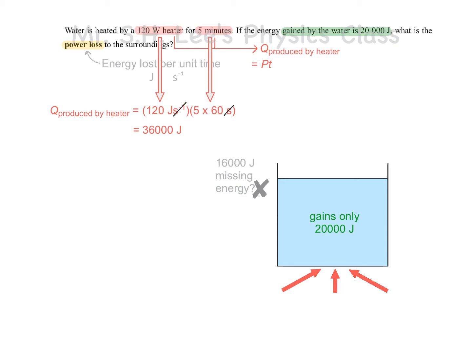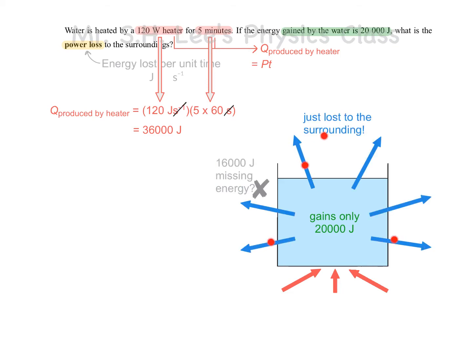Disappeared? Of course not, they are just released back to the surrounding environment as a loss. From the above argument, we can go on to write Q loss, which is the heat loss to the surrounding, equals 36,000 minus 20,000, which is 16,000 joules. But this is only the heat loss or the energy loss, not yet the power loss.